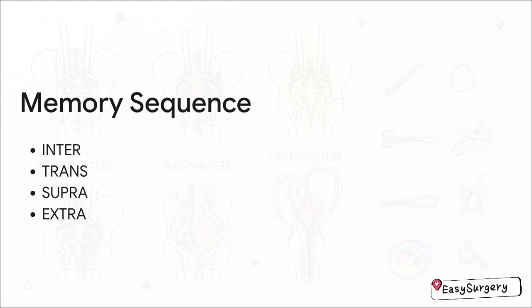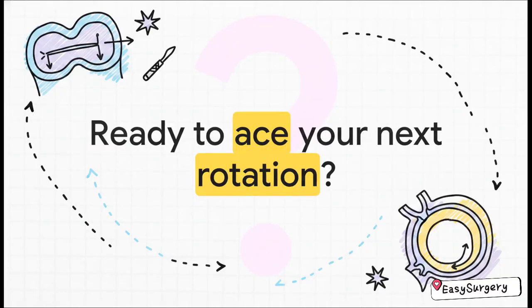To make sure you never lose points on this, just burn this 4-word memory sequence into your brain. Inter, trans, supra, extra. Say it a few times. It maps perfectly to types 1, 2, 3, and 4, stepping outward from between the sphincters, across them, above them, and then completely outside them. Keep that sequence in your back pocket, and you will never fear a fistula question again.